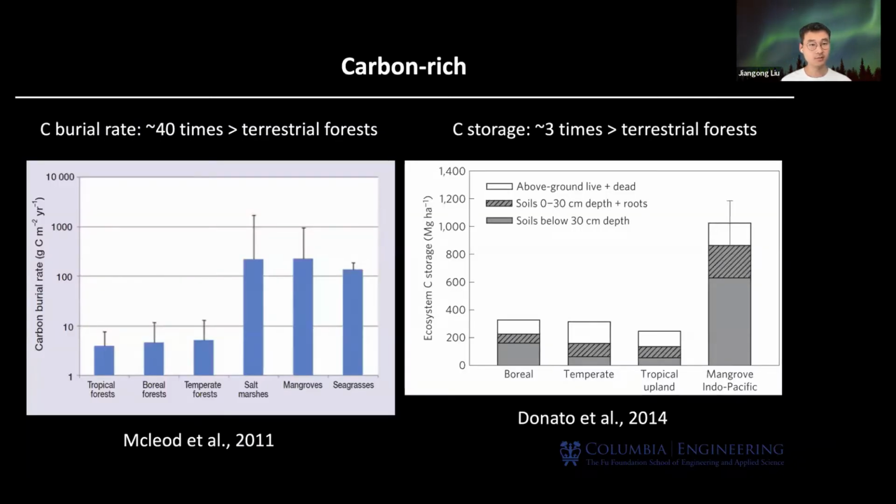For example, the carbon burial rate for blue carbon ecosystems is around 40 times higher than terrestrial forest. And the carbon storage in mangroves can be 3 times higher than terrestrial forest. Most of the carbon is stored in the deep soil layer. If we take soil samples from mangroves, we can see that at the deep soil layers the color is very dark, which means the carbon density is quite high.